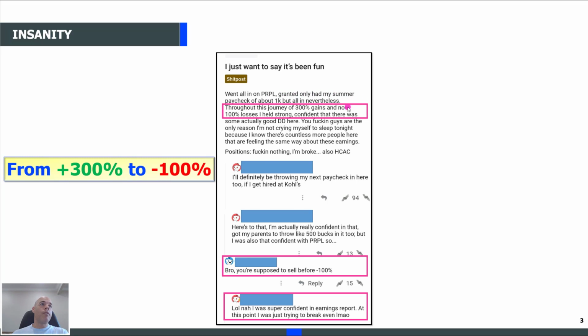Throughout this journey of 300% gains and now 100% losses, I held strong, confident there was some actually good DD here, okay? I won't read the rest because it's just garbage. Now, think about that. You're up 300% and then you lost everything. All right? Everything.